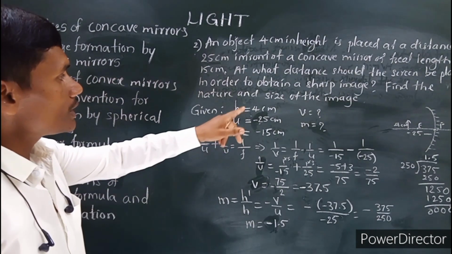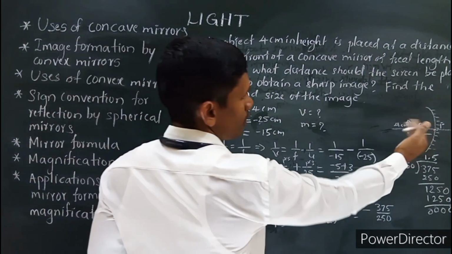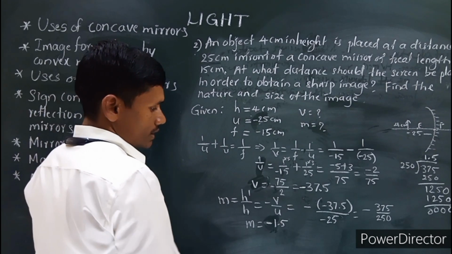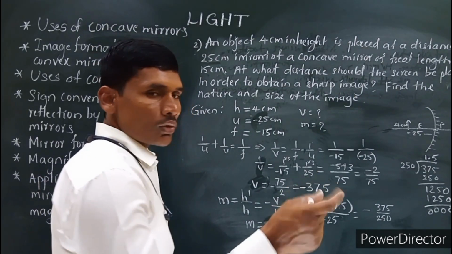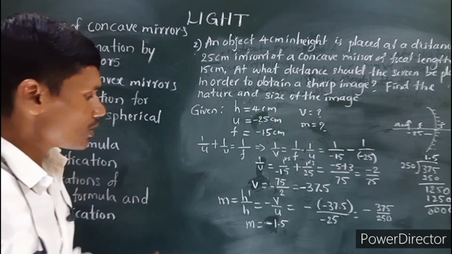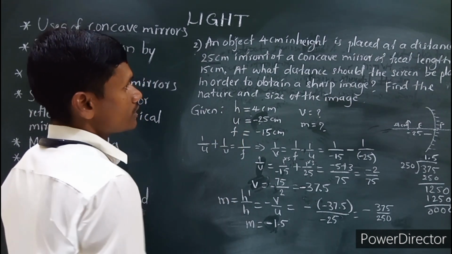And what we found out here are the nature, size, and position. The position is in front of the mirror. The size is larger than the object. Next, it is real and inverted. These are the properties of the image that we have got there. So this is the solution to the problem.